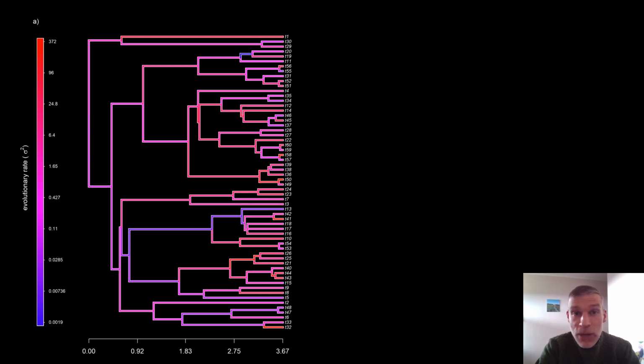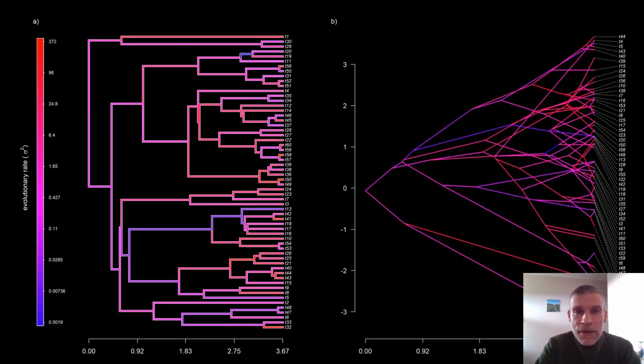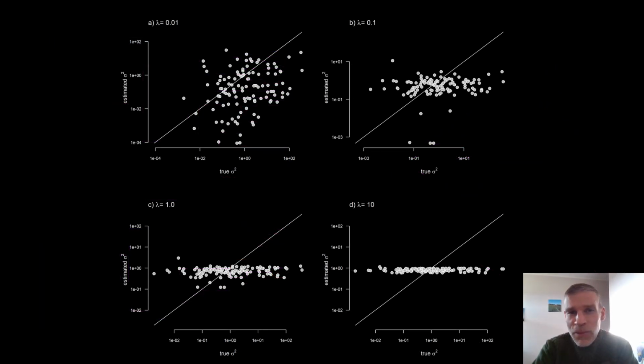Next, I simulated randomly assigning values of sigma squared to the edges of the phylogeny. Here, I show the phylogeny projected into our trait space again for these simulated rates. When we fit our model to this data, we can see that the correlation is substantially weaker. Again, this makes a lot of sense because these data were not generated under our assumed model. But we also see very clearly the effect of increasing our value for the penalty term lambda. For higher and higher values of lambda, sigma squared converges across all the edges of the phylogeny towards a single value, just as we'd expect.